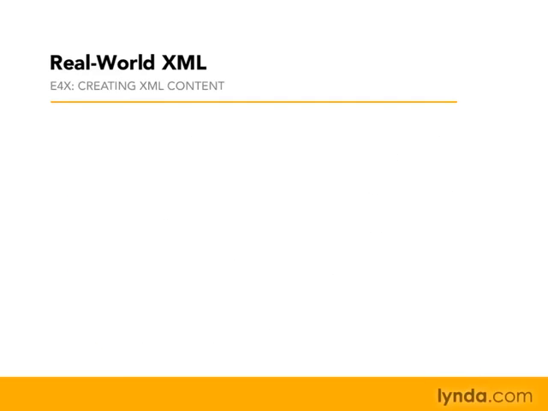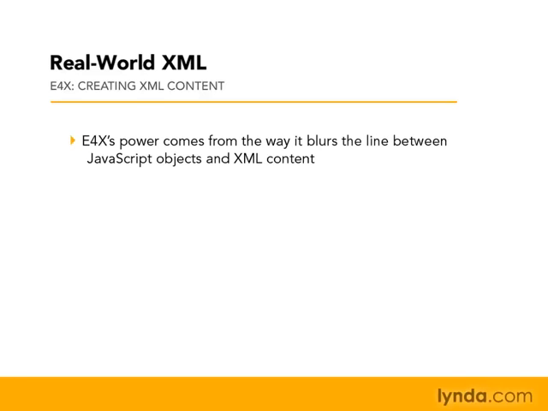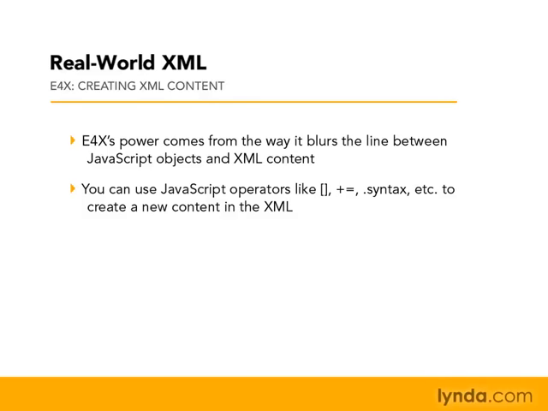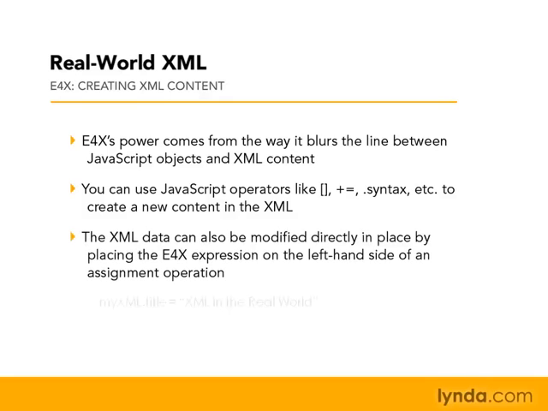Creating XML content in E4X is also really easy and straightforward. And in fact, one of the main sources of the power of E4X comes from the way it starts to blur the line between what's a JavaScript object and what is XML content. So, for example, you can use JavaScript operators like the brackets I've already shown. You can also use the plus equal syntax, etc., to create new content in the XML. You can also modify the XML data directly in place by placing an E4X expression on the left-hand side of an assignment operator. So imagine I had a bunch of XML content in E4X format, and I wrote my XML.title. Imagine there's a title element, and I set it to this string.